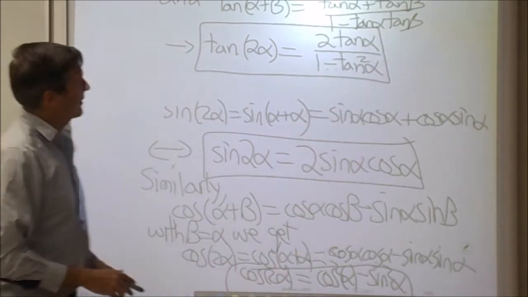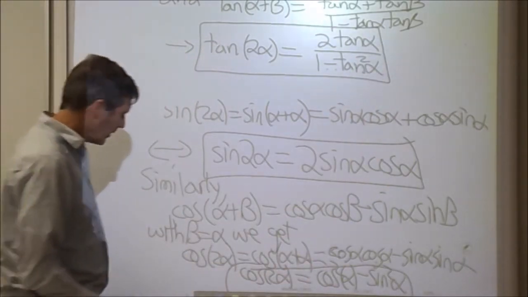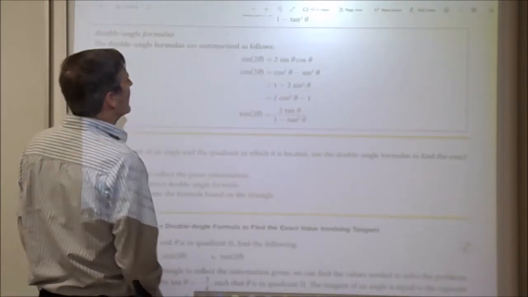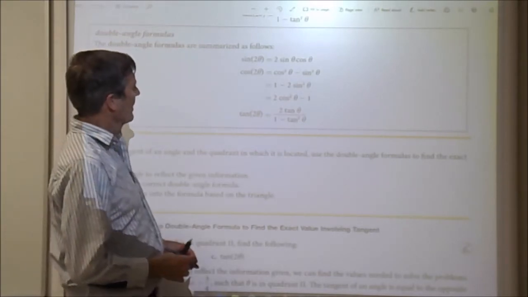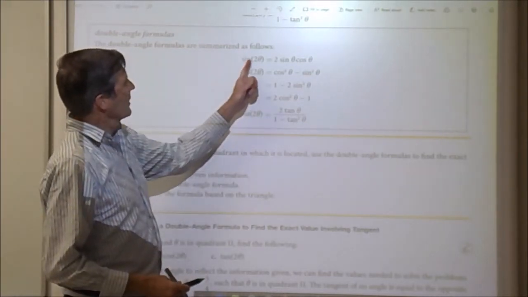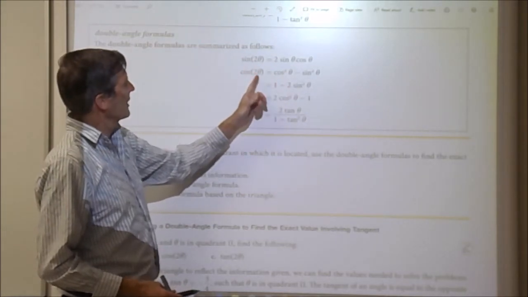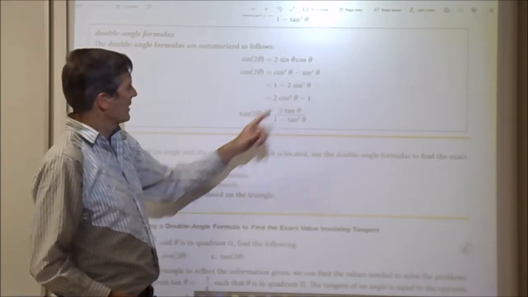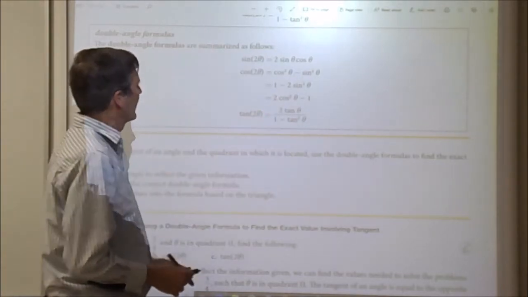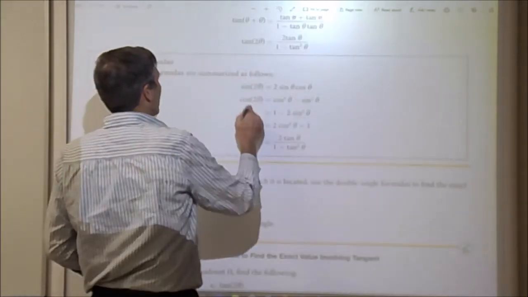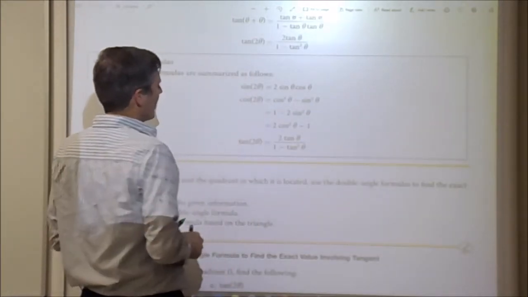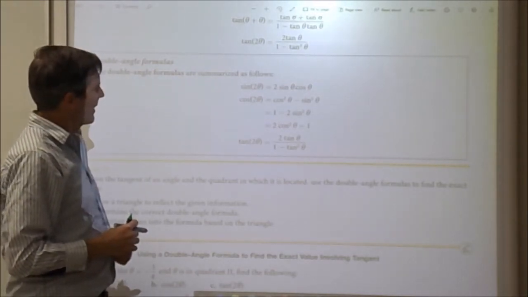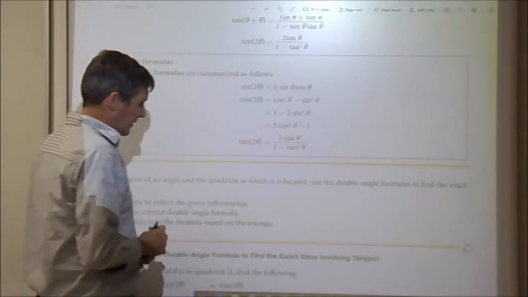Let's put all those together now. What we have are these 3 formulas. Sine 2 alpha is 2 sine alpha cosine alpha. Cosine 2 alpha is cosine squared alpha minus sine squared alpha. Here I put theta: tangent 2 theta is 2 tangent theta over 1 minus tangent squared theta. So we have these 3 formulas for double angle. Those can help us to do some new problems.